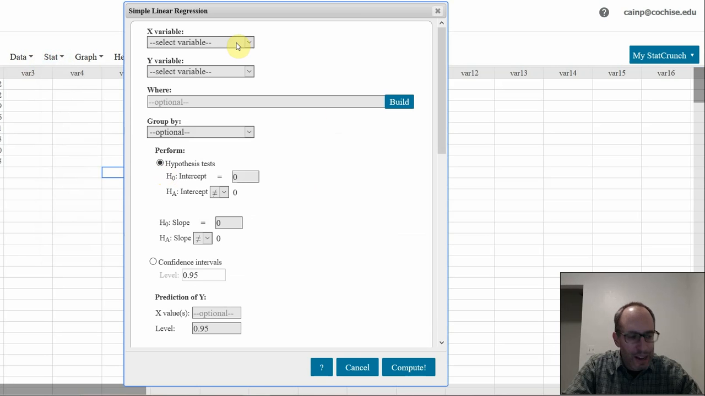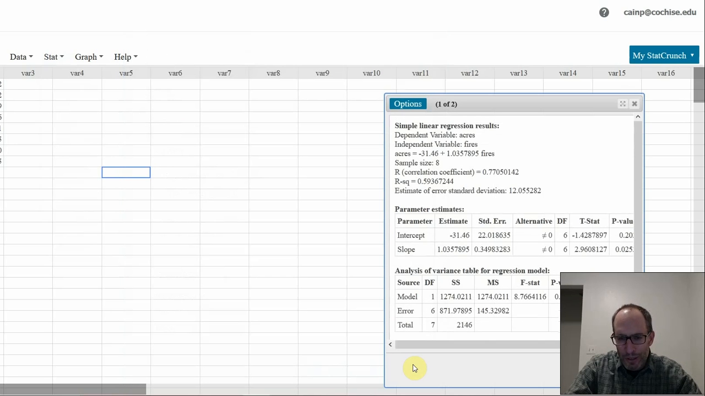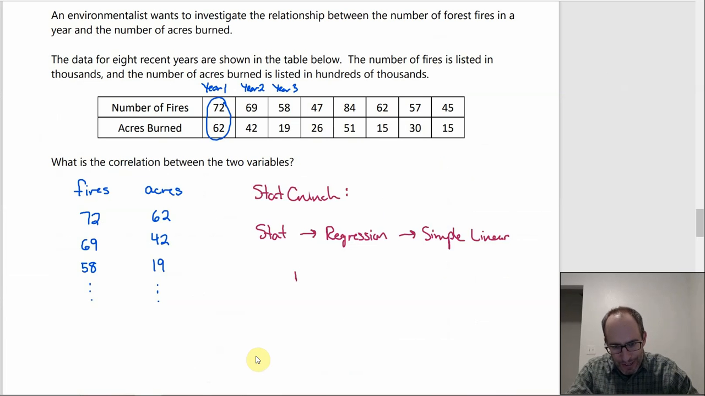And then the x variable and y variable, since we're just getting the correlation, it doesn't matter. If you were going to make a regression model, it would probably be to predict the number of acres that get burned from the number of fires. So x should be fires and y should be acres. But for the correlation, you could flip the order and you get the same thing. And then compute, and where it says R correlation coefficient up toward the top in that list, looks like we've got 0.7705, at least to 4 places. So, all right, go back here. Looks like what we've got is that R is 0.7705.